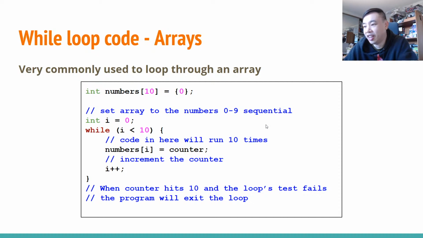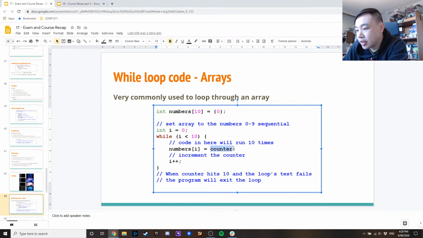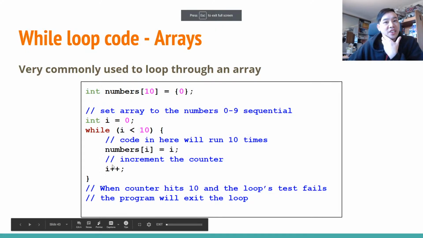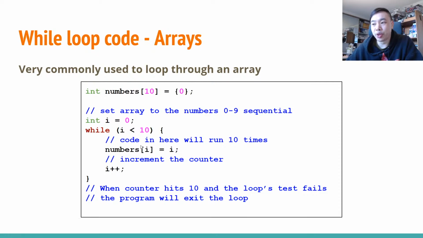Ooh, that code doesn't even make sense. There's no variable called counter. I'm going to fix that. I don't know how many times I've delivered that with the incorrect code in there. So this is just saying count from 0 up to 9 and put those numbers into the array.